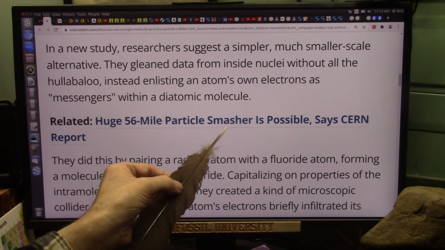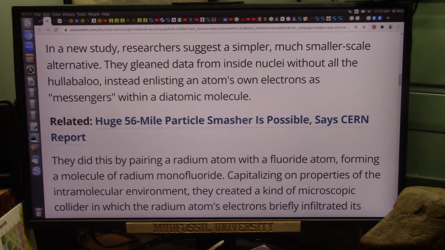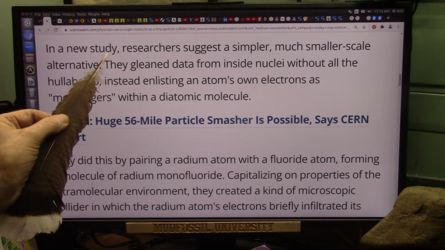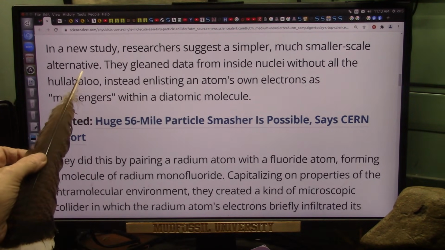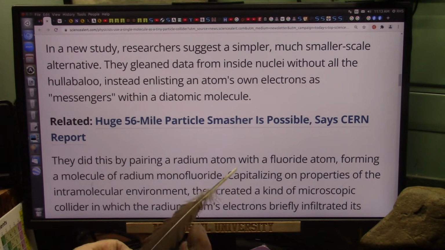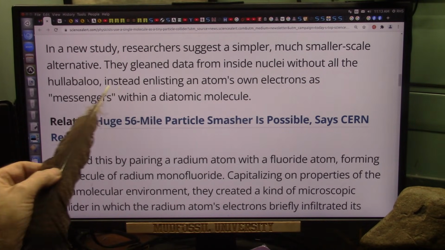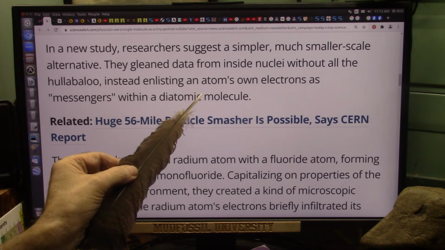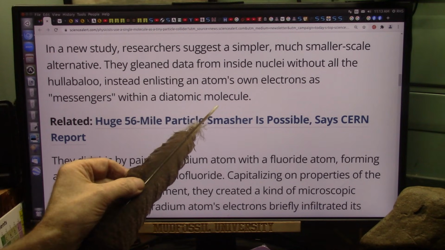56-mile particle smasher is possible, says CERN report. Yeah, give us enough money and we'll build something like that. Well, and in the same report here, it says in a new study, researchers suggest a simpler, much smaller scale alternative. They gleaned data from inside the nuclei, inside the smallest center of particles, without all the hullabaloo, instead enlisting an atom's own electrons as messengers within a diatomic molecule.